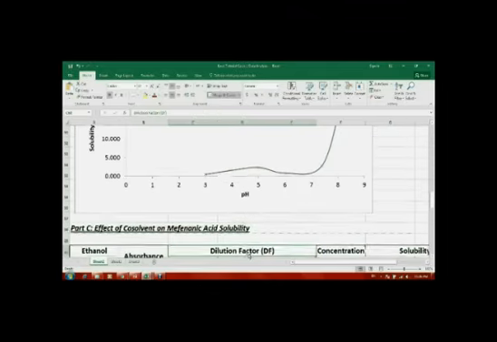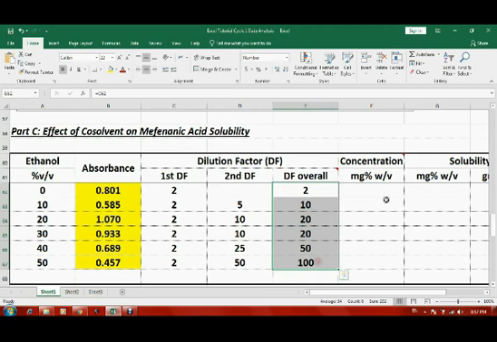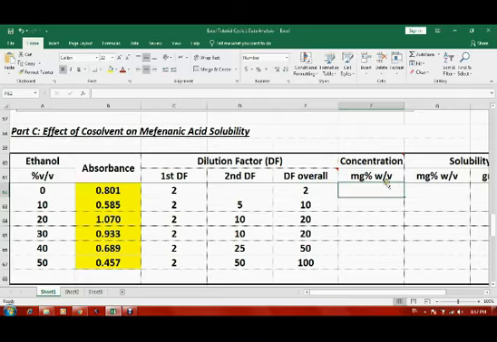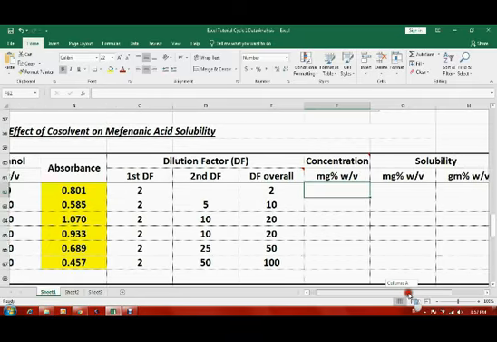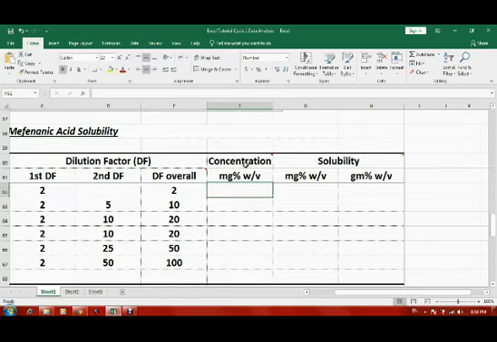Now, please do the same for absorbances collected from effect of co-solvent ethanol on mefenamic acid solubility at room temperature and pH 7.4. First, calculate the overall dilution factor. It is the result of the multiplication of the first and second dilution factors. Then, the concentration using the calibration curve equation.